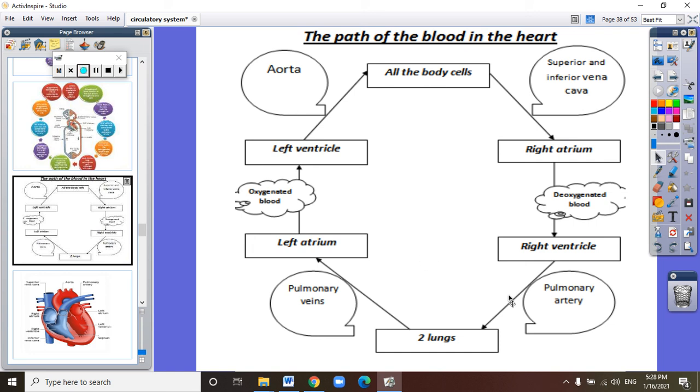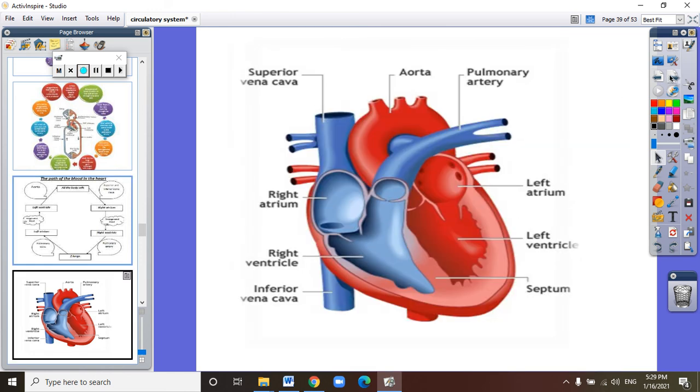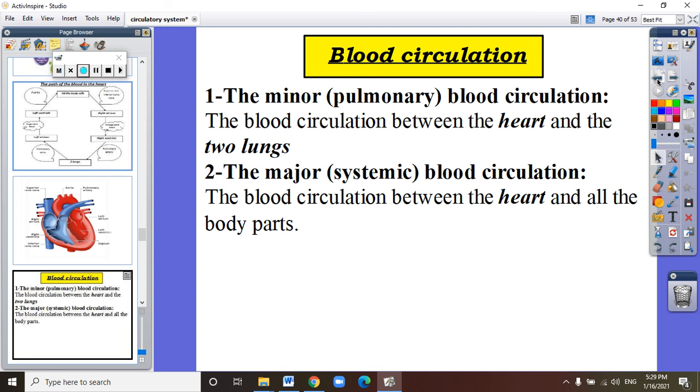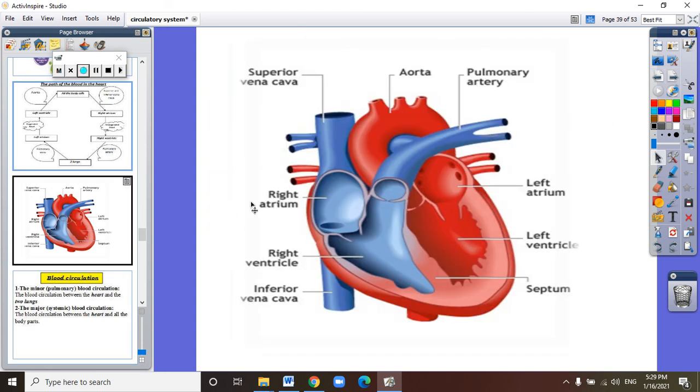And as you can see, the word pulmonary is used for the blood vessels that are connected with the two lungs. Any blood vessels connected with the two lungs, we call them pulmonary, like the pulmonary artery and the pulmonary veins. Okay, so that's the path of the blood inside the heart. So we know the blood circulation inside the heart. Let's say it one more time.